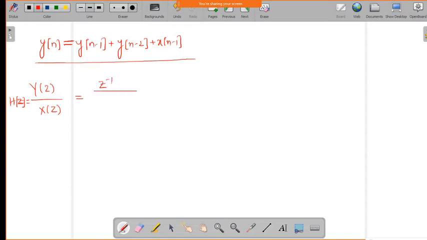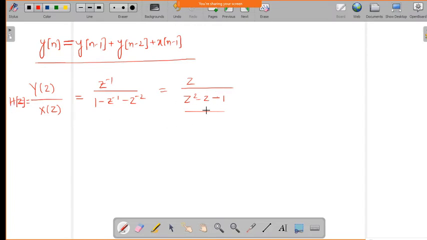Z power minus 1 by 1 minus z power minus 1 minus z power minus 2. So this one, the ratio. Okay, so if you multiply by z square, you will get 1 by z square minus z, so minus 1 you will get. Okay, so this is your h of z.